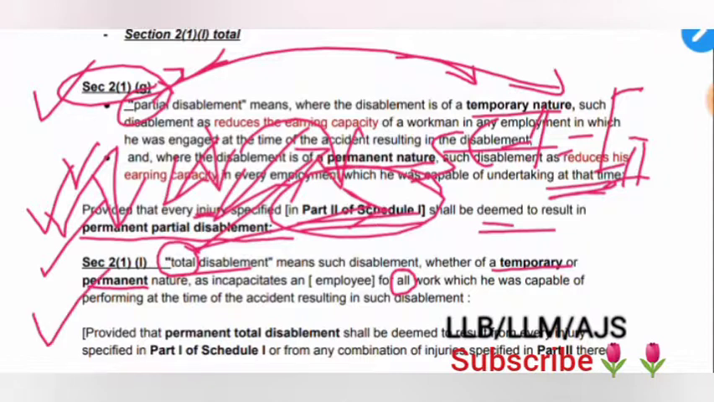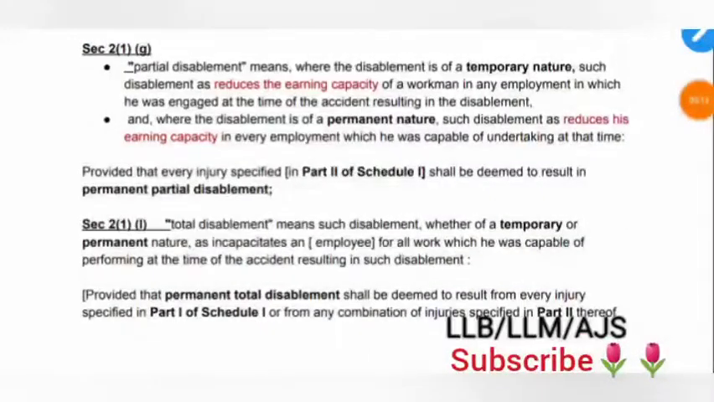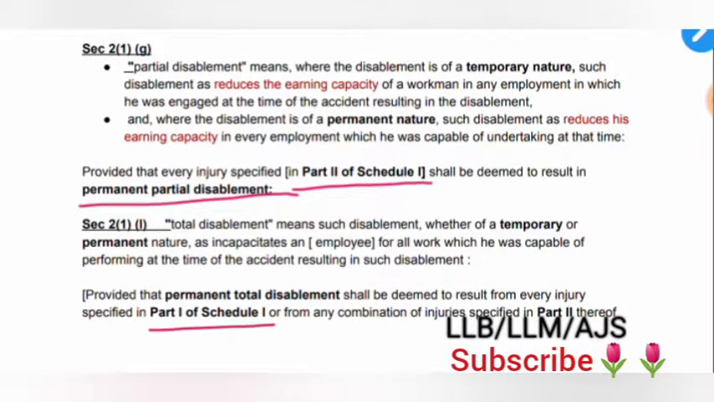So provided that permanent total disablement shall be deemed to result from every injury specified in part 1 of schedule 1, where we find that part 2 of schedule 1 mainly deals with permanent partial disablement. So part 1 schedule 1 deals with permanent total disablement. Here it is partial, here it is total. Shall be deemed to result from every injury specified in part 1 schedule 1 or from any combination of injuries specified in part 2 thereof.